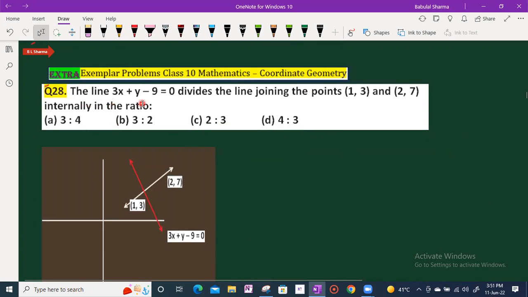Next question: the line 3x plus y minus 9 is equal to 0 divides the line joining the points 1, 3 and 2, 7 internally in the ratio? In what ratio does it divide it? So let this be the line 3x plus y minus 9 is equal to 0. This point is 1, 3 and this point is 2, 7. Suppose the line intersects the segment at point P, and let the coordinates of point P be x, y.